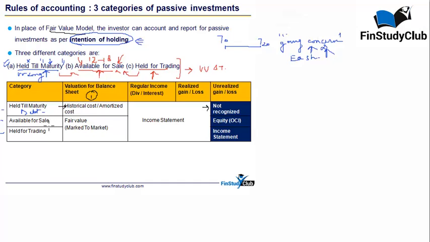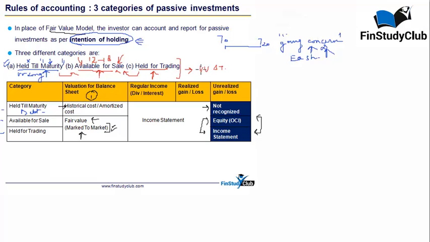In case of available for sale and held for trading, the valuation is always done on a market price basis, which is mark to market, the fair value of the security prevailing on the day of valuation. Now the question here is, if we are marking it to market, we are actually recognizing the unrealized gain or loss. The key point here is that although the gain and loss are recognized by both the second and third category, the treatment is a little different.